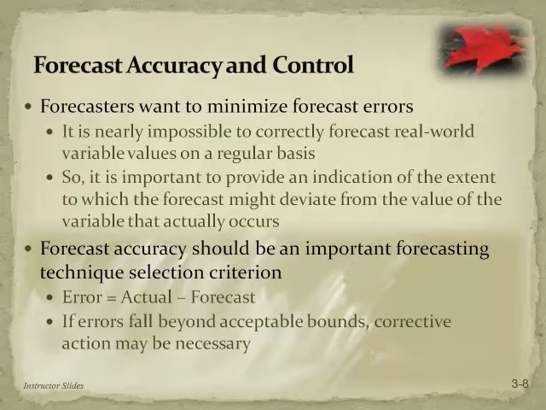The way that we measure the accuracy of a forecast is with a parameter we refer to as forecast error. And the formula that your textbook uses for the calculation of forecast error is what actually happened, the actual demand, minus what our forecast was for that particular time period.